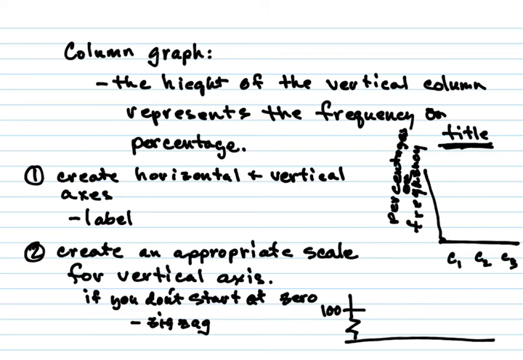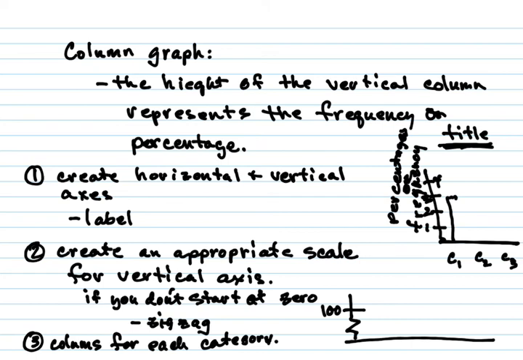Okay. Once you've done that, then you're just going to create columns for each category. And again, the height of the column represents the number of times it happens. So say, for example, we were doing 1, 2, 3, 4 here, and I drew a column this high. That means that whatever category 1 was, there were 3 responses for that. The frequency was 3. Okay?